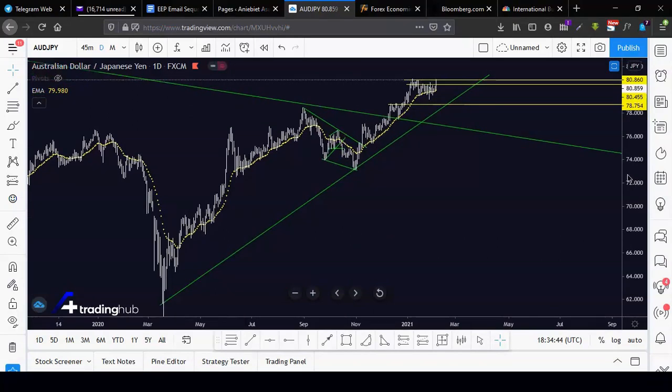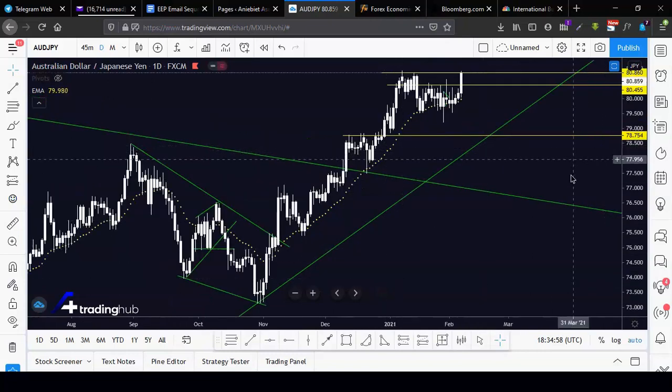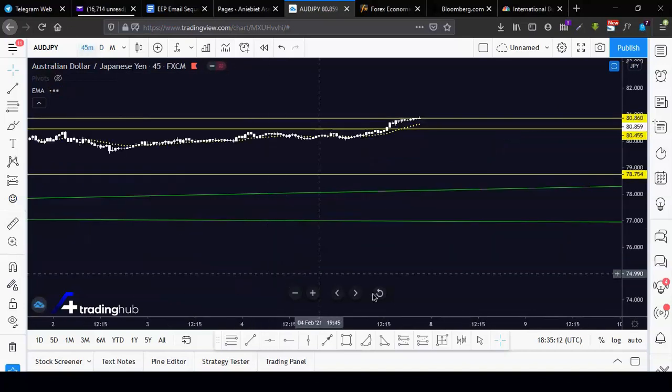We want to see price reject that zone, that 80.860 zone, then drop to 78.754 zone. So that would be our target. So this is it. We want to see price drop to this level, then push to the upside. So this is more like a bigger correction here before price keeps pushing to the upside on AUD JPY.